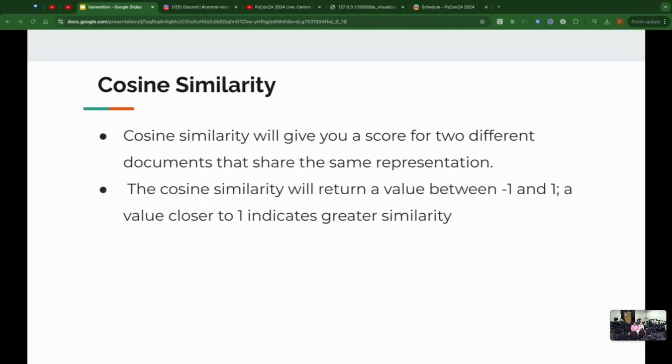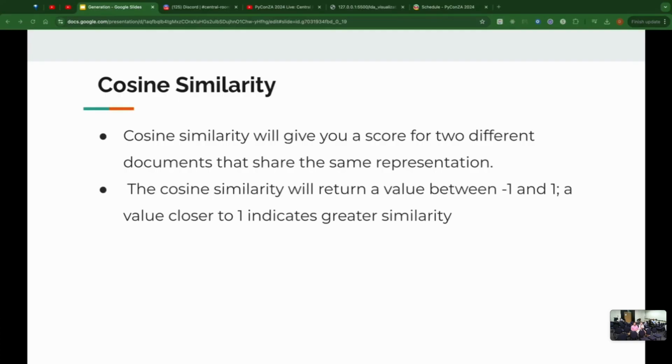Now, cosine similarity. Cosine similarity will tell how similar two different documents are. It's a mathematical metric used to measure the similarity between two vectors in a multidimensional space. For example, let's say my friend and I have three books, and I rated all three books 5, 3, 4 respectively, and my friend rated them 4, 2, 4.